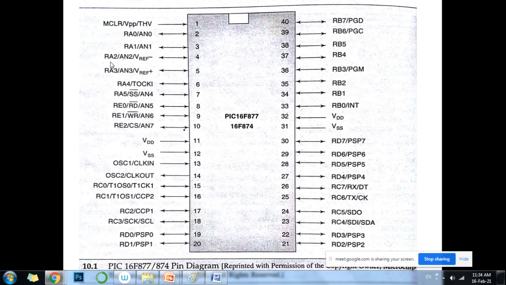So different pins have different alternate functions. Some of the pins don't have alternate functions. That's all. Okay, so that's how this IC has different pins and pin signals.